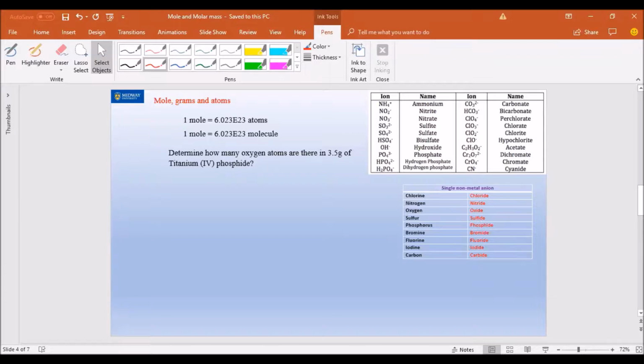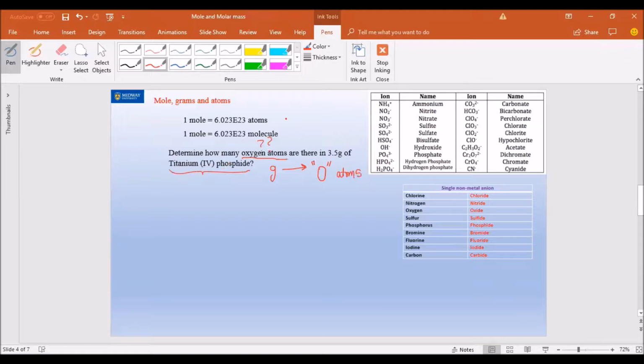Now if you read the question, it's asking: determine how many oxygen atoms are there in 3.5 grams of this compound. Here's how you draw the problem visually. You're given grams and you have to go to not just the total number of atoms in the molecule, you're specifically asked to find the number of oxygen atoms.